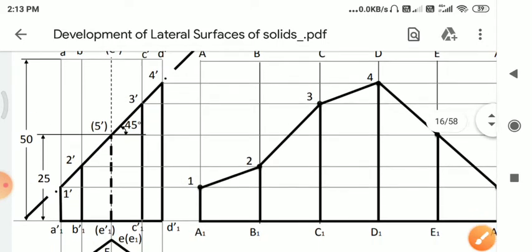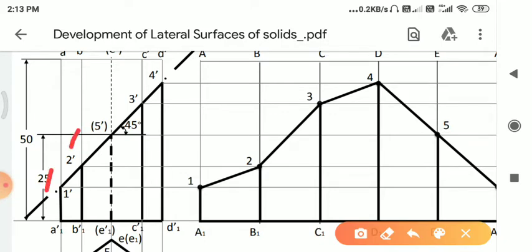So 1, 2, I'll show here. 1, 2, 3, 4. You have to go in a sequence, in one path. You cannot name randomly. So here I start from 1. I'll take 1 on AA1, 2 on BB1.